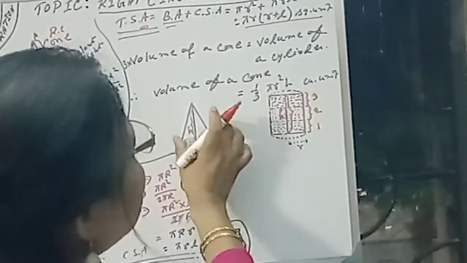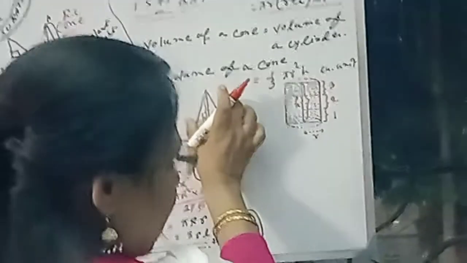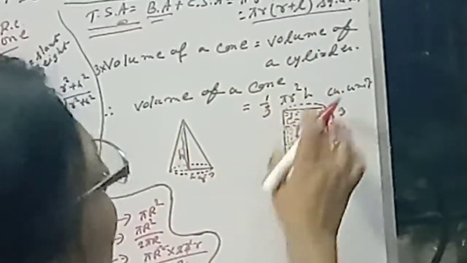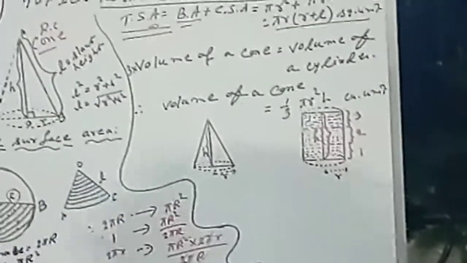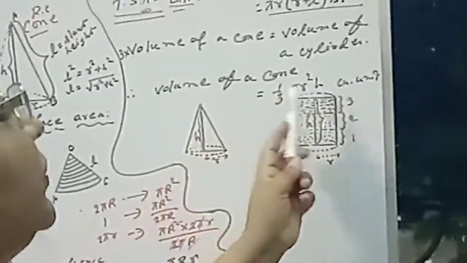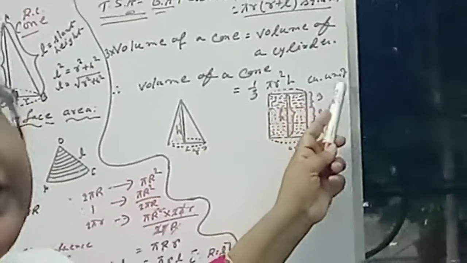That means 3 times the volume of a cone is equal to the volume of a cylinder. So the volume of a cone equals 1/3 pi r square h. Don't forget to write the unit: volume of a cone is equal to 1/3 pi r square h, cubic unit.